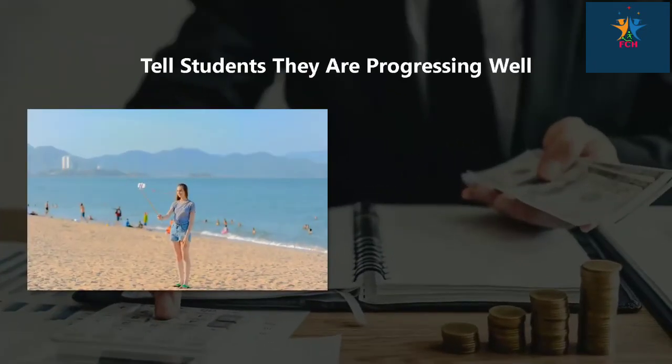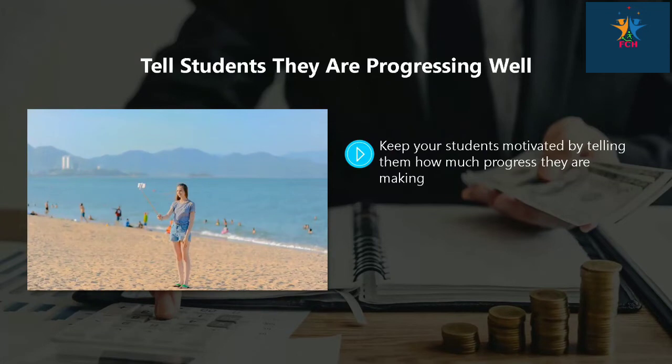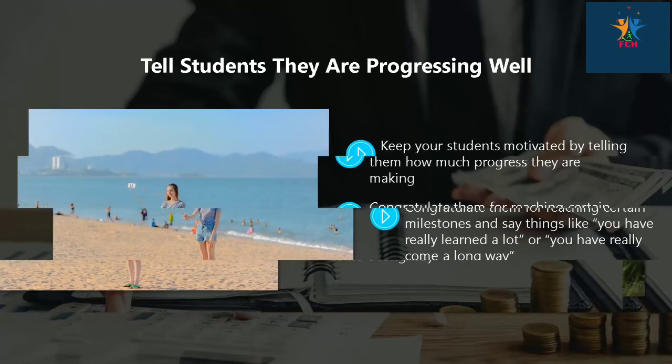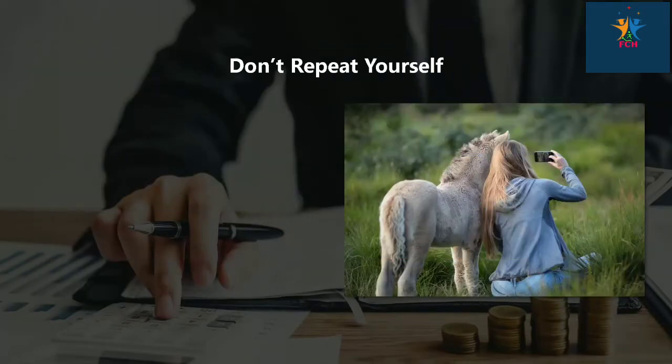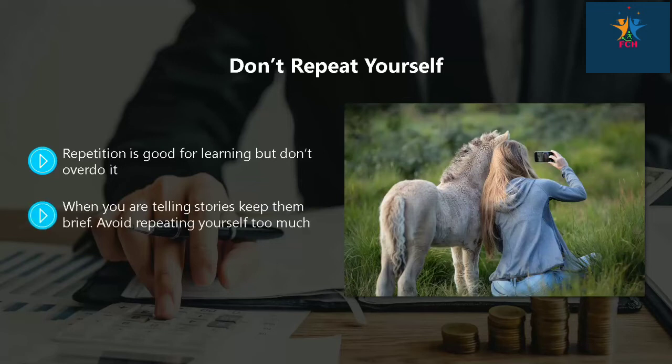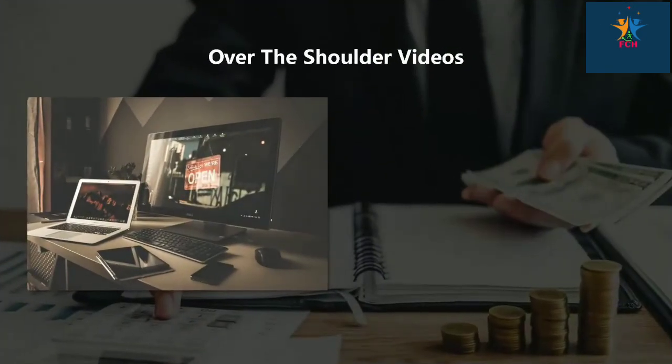Tell students they are progressing well. Keep your students motivated by telling them how much progress they are making. Congratulate them for reaching certain milestones and say things like, "You have really learned a lot," or "You have really come a long way." Don't repeat yourself. Repetition is good for learning, but don't overdo it. Write a list of pointers or prompts to remind you what to say during your on-camera sessions. When you are telling stories, keep them brief. Avoid repeating yourself too much.